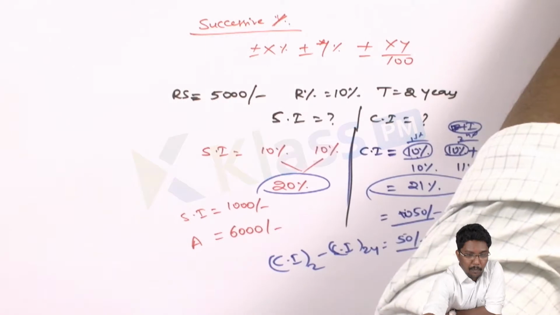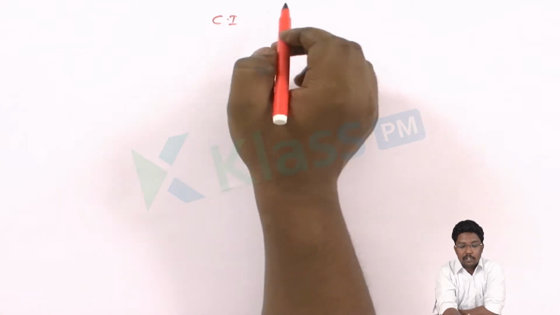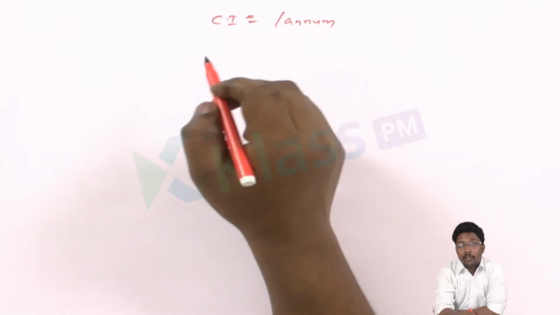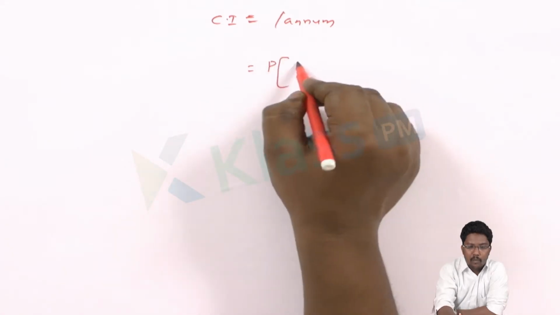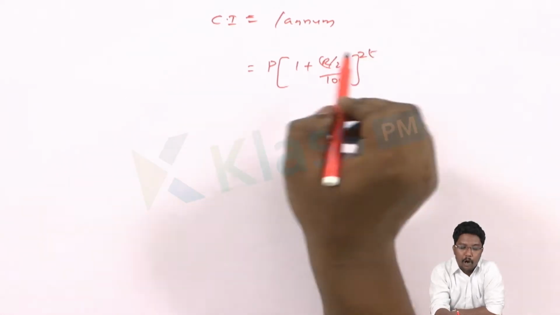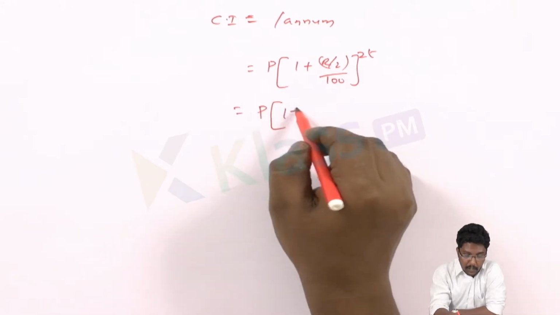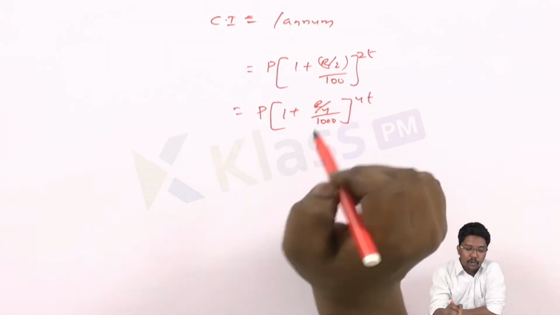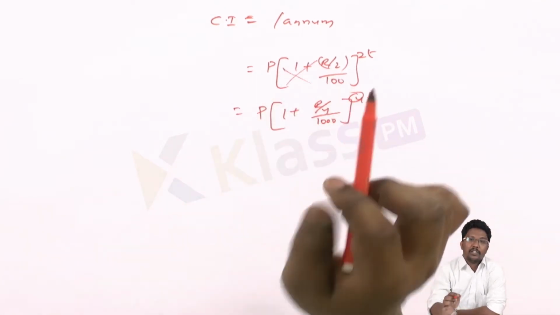Okay. For this type of problem, use successive percentages. When the compound interest is calculated per annum, only then is this formula applicable. If it is calculated half yearly or quarterly, how will you calculate? Half yearly means you will use the formula 1 plus r by 2 by 100 whole power 2t, because I am compounding half yearly. If it is quarterly, then 1 plus r by 4 by 100 whole power 4t. If I don't know the squares, how can I calculate power 4? So that's why don't use the formula, use successive percentage.